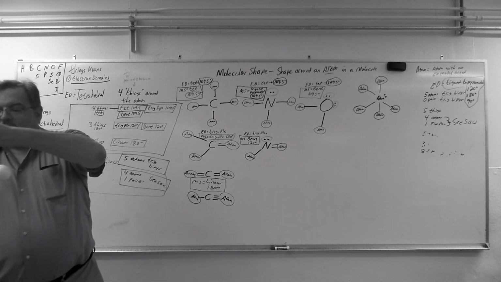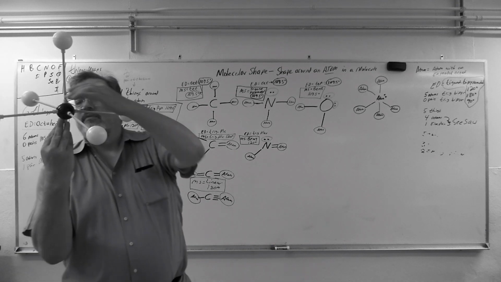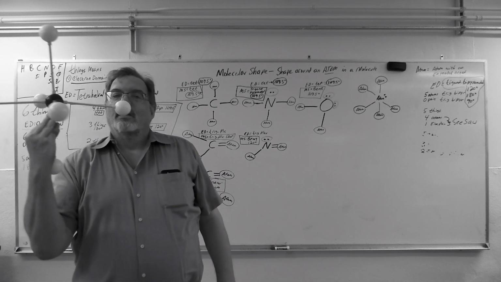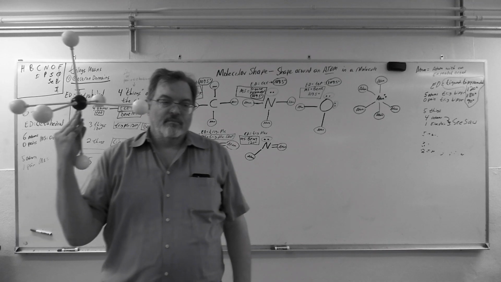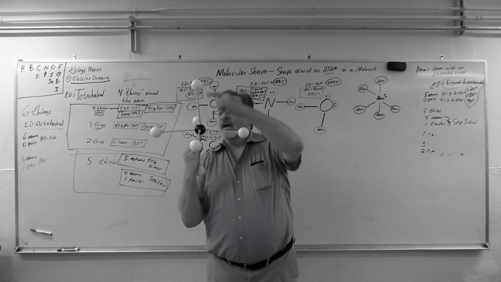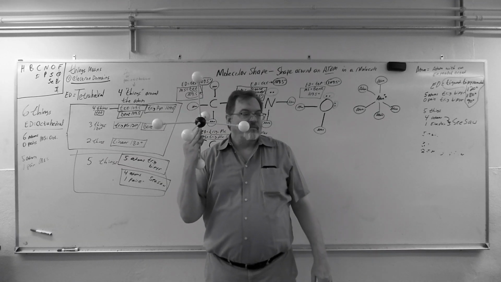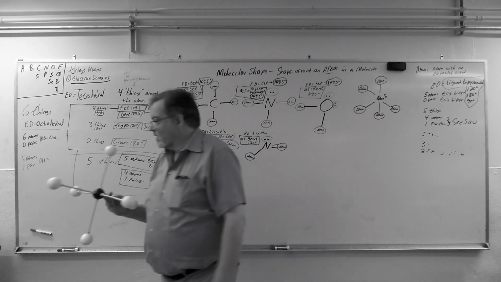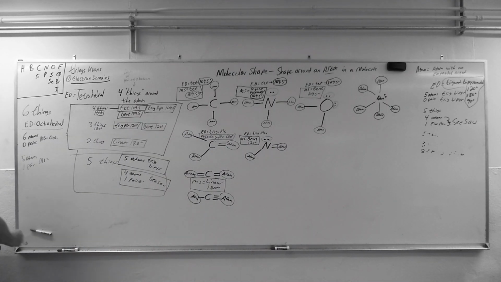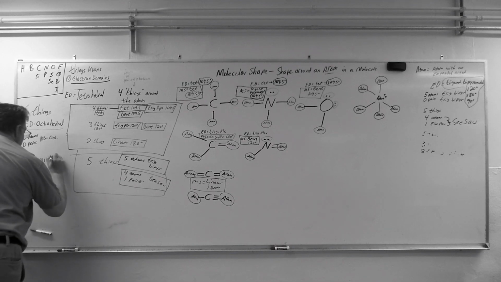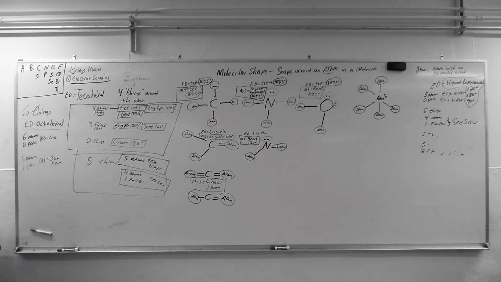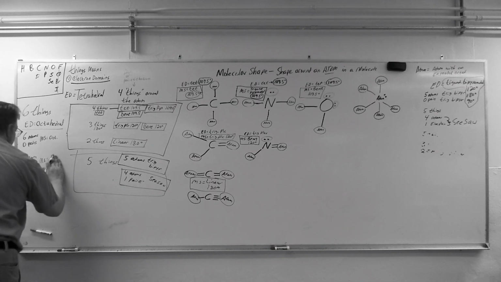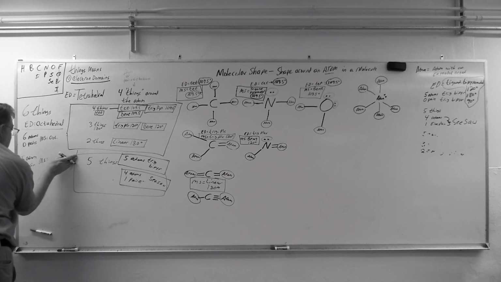If I ignore, say, this pair, let's say that's a pair of electrons down there, so I'm ignoring it. Can you see the pyramid? There's the apex and there's the bottom. Now it's like the pyramids of Egypt. We call that square pyramid. Square pyramid. I'll write it down.